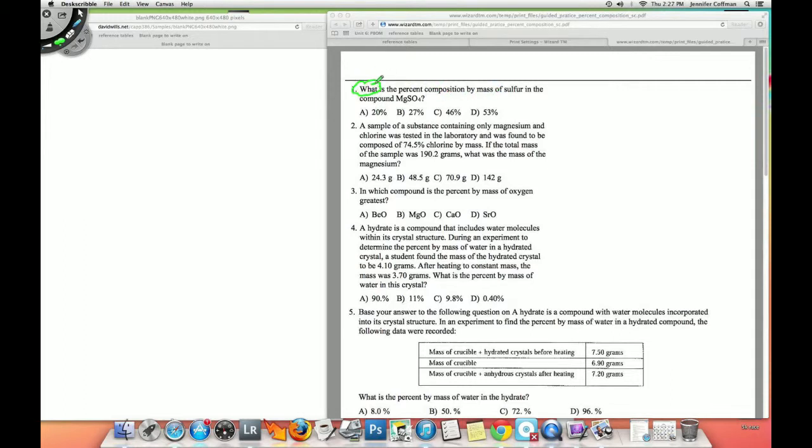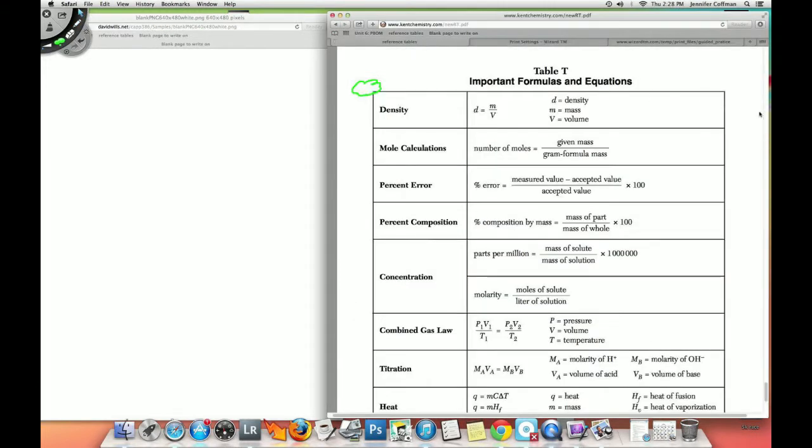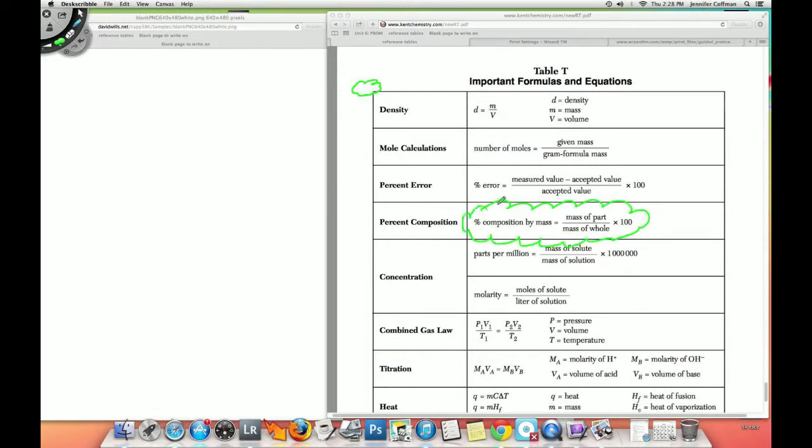What is the word we're looking for? Percent composition by mass. When you look at the percent composition by mass, take a look at your reference tables, and you'll see there's a formula for it right here on Table T. So you have to know how to read your reference tables, and when you know how to read them, things become a little bit easier.